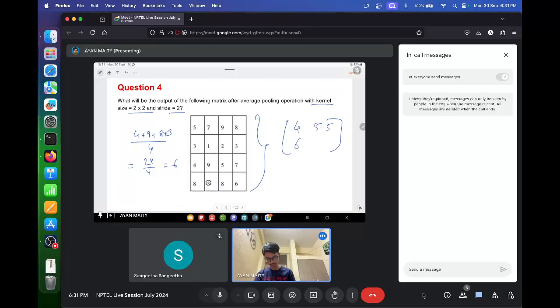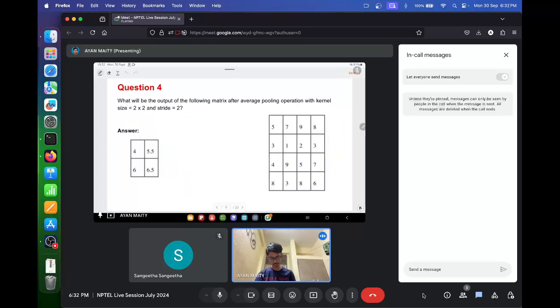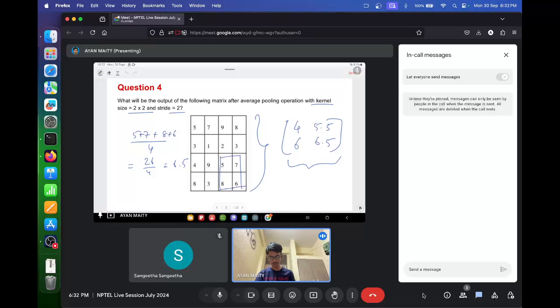Now the last 2 by 2 matrix is this one, which is 5 plus 7 plus 8 plus 6. So the total would be 12 plus 20, 26. So 26 divided by 4 is 6.5. So this is the output matrix: 4, 5.5, 6, 6.5. Yes, this is the output.